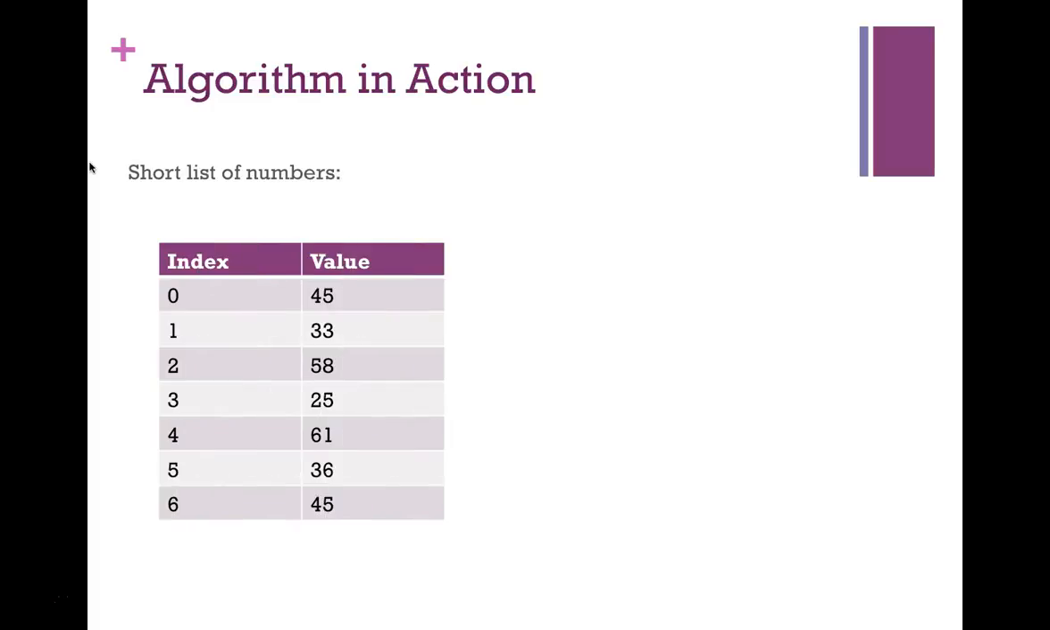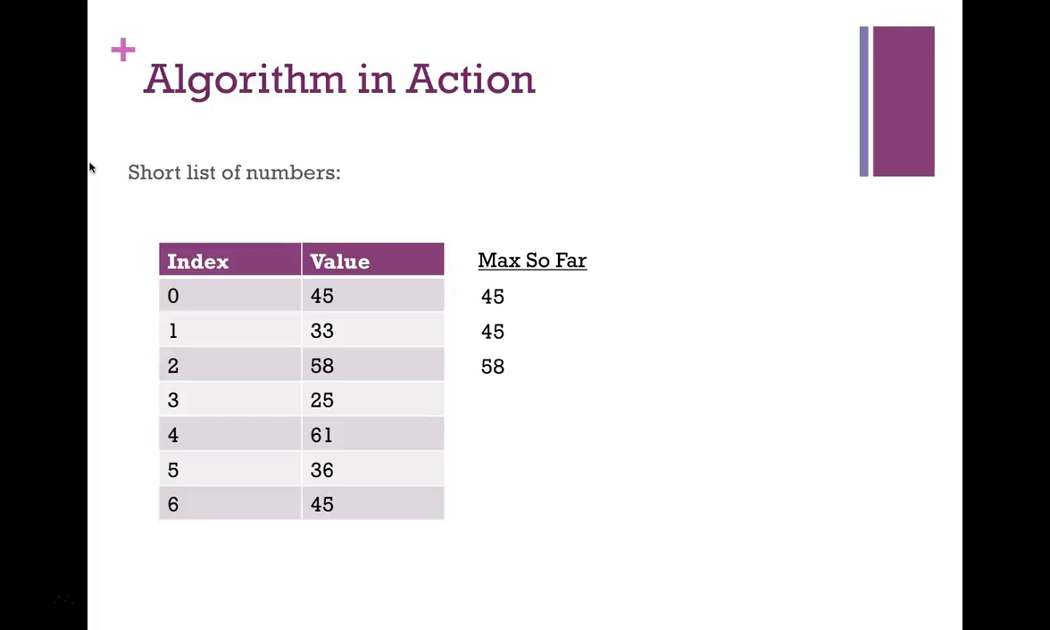Here's a new list of numbers, relatively short, and we want to go through and systematically find the highest value on the list. So initially, starting at index 0, the highest value is going to be 45 because it's the only number on the list. So we go to the next value. Is 33 bigger than 45? It isn't, so 45 is still our maximum value. Is 58 bigger than 45? Yes, it is. So we're going to remember 58. Forget about the 45. 58 is our new highest value.